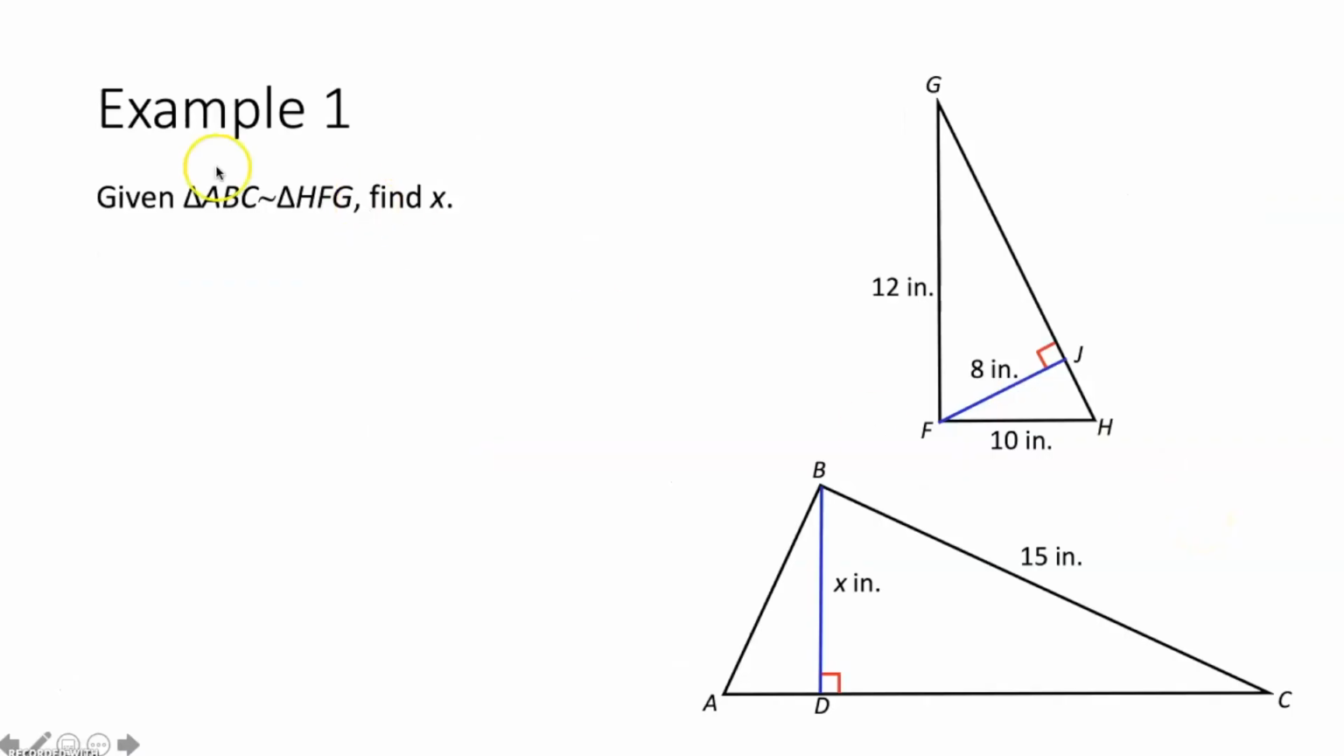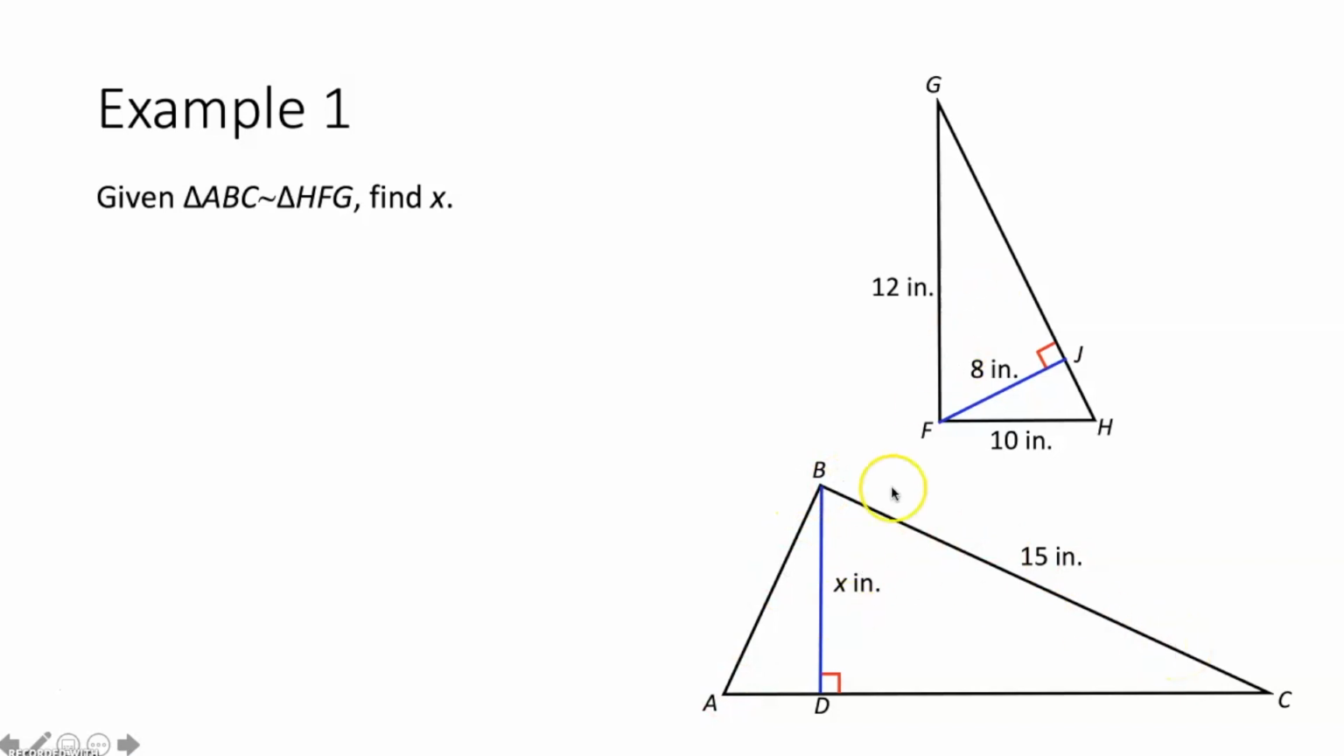Now we're freestyling. It's example time. Example 1 says given triangle ABC is similar to triangle HFG, we want to find x. So where's x in our figure down here? Well, it's right here. It's the measure of segment BD. Well, what do we know about segment BD? It looks to be an altitude of triangle ABC.